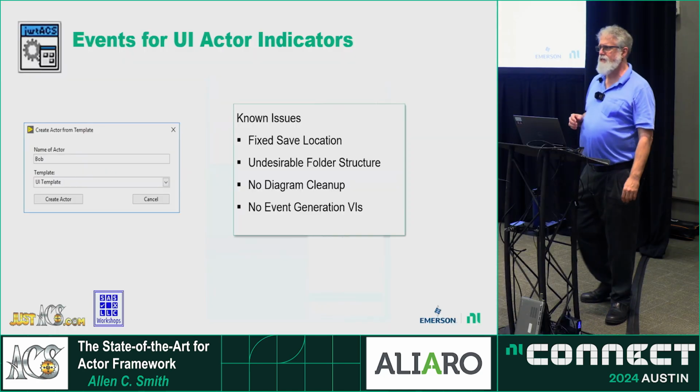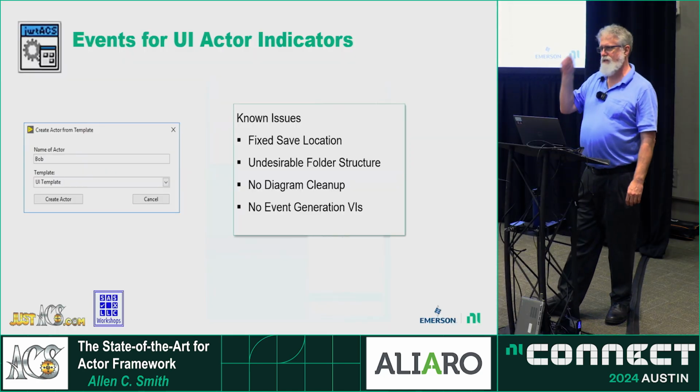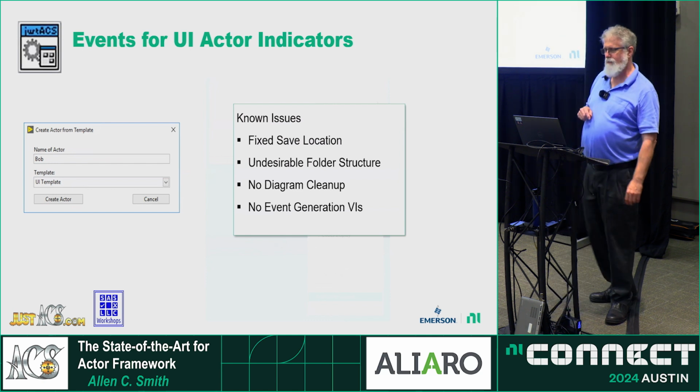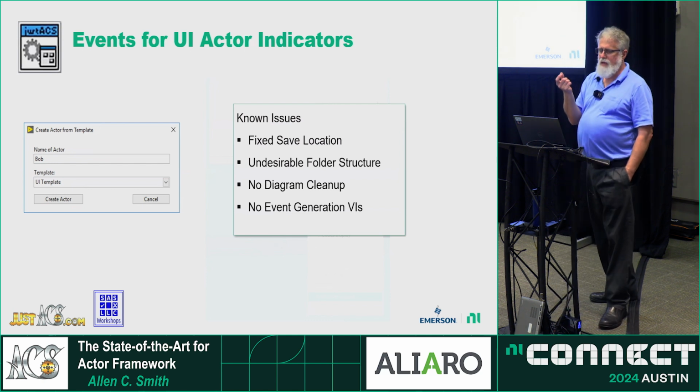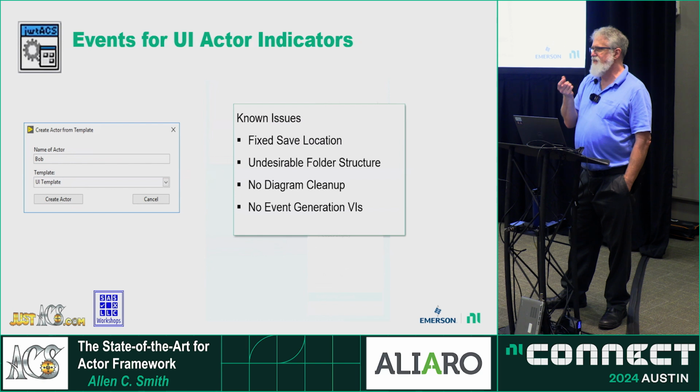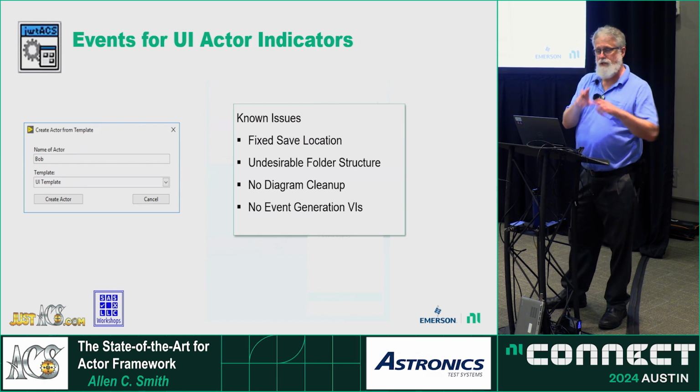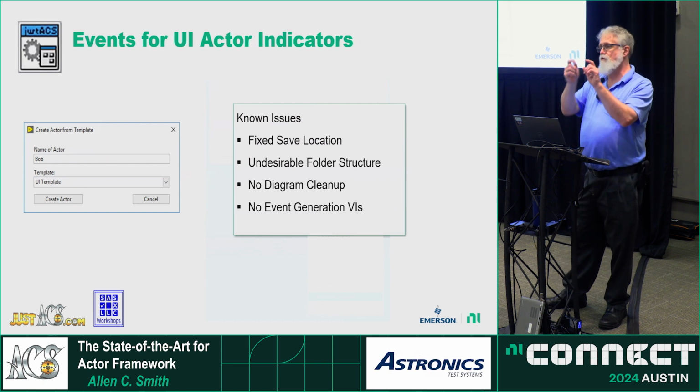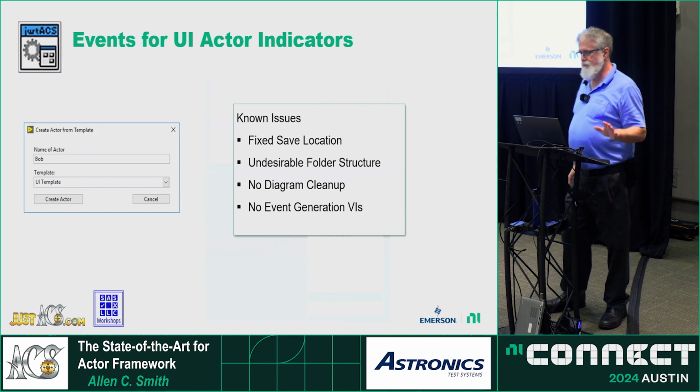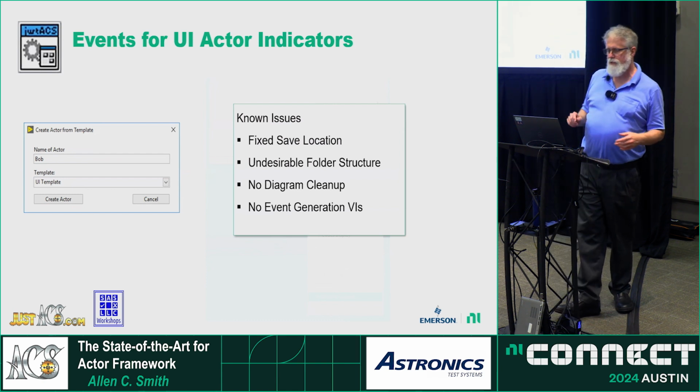Diagram cleanup is non-existent, so I have to go to those panels and click the broom button a lot. That's something that we could automate. And it would be handy if it gave me a VI that did the actual event generation for me, not just create the structure, but at this point, drop this VI, wire the data in, the event gets made. That would save, again, several mouse clicks.